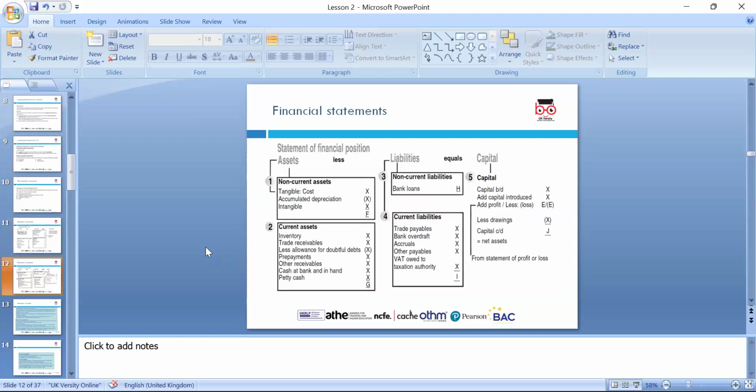The statement of financial position shows assets. Non-current asset is a long-term asset. Tangible is physical, intangible you can't see, like goodwill, which can be an asset of the company. Building, plant, machinery are your assets, but intangible means you can't see it, but it is still your asset.